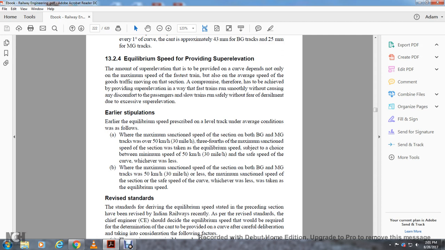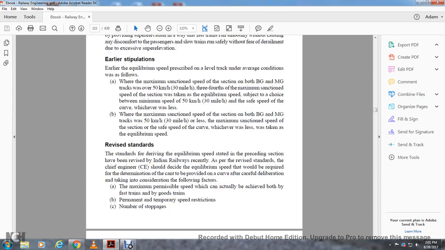Alright, when the maximum sanctioned speed of the section is 50 kilometers an hour or 30 miles an hour for broad gauge and meter gauge track, the lesser of the maximum sanctioned speed of the section and the safe speed of the curve, whichever is less, is taken as the equilibrium speed.